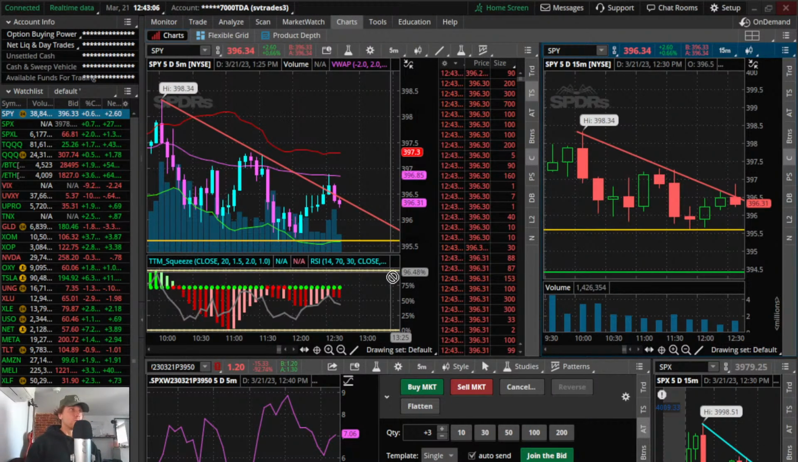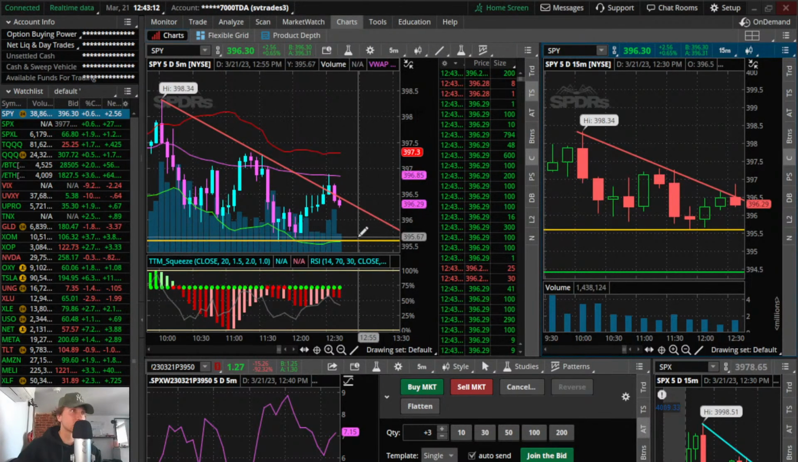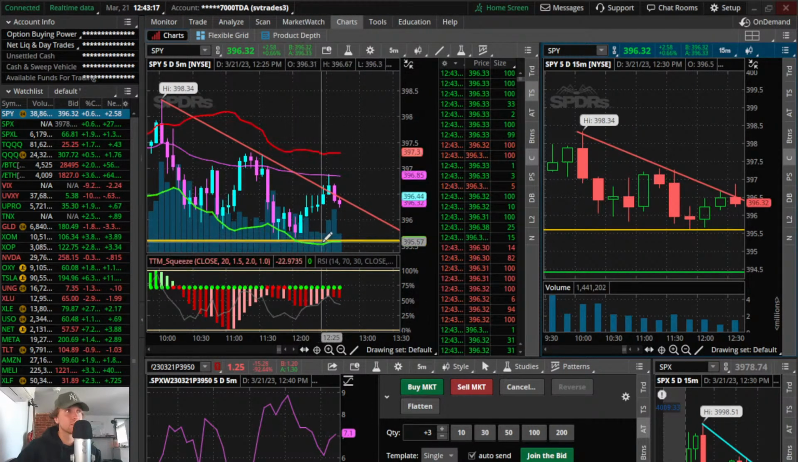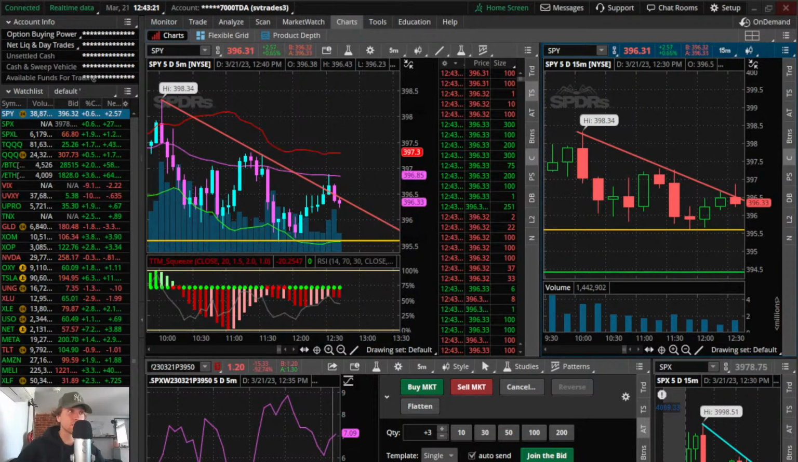But we're going to speak this into existence here. We're going to see a big drop down. We're going to see that drop down below 396. We're going to see that tap of the yellow line. The only thing that kind of bothers me is this Bollinger Band going sideways. It kind of shows me that it might just chop around the rest of the day, which I would hate to see.